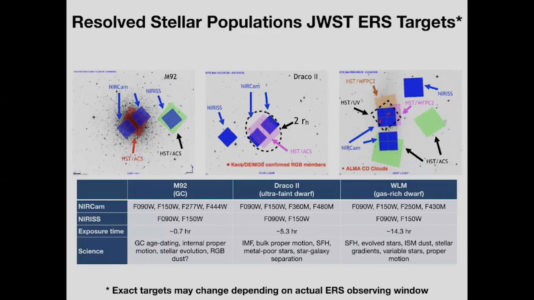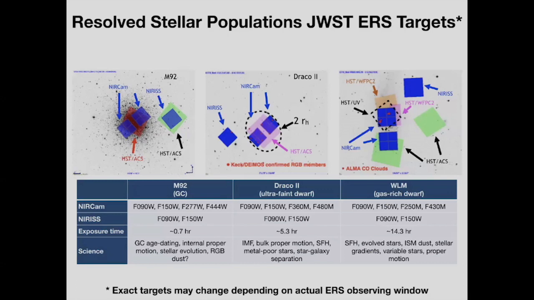One question. Yes. If you go down to really, really faint magnitude, like one solar mass, do you suffer from the star galaxy separations or the foreground background sources? And if so, what is the plan to deal with that? Yeah, that's a great question.